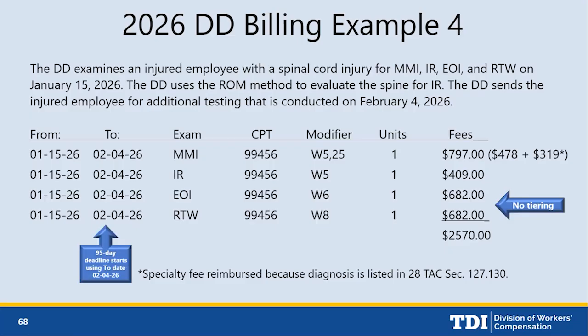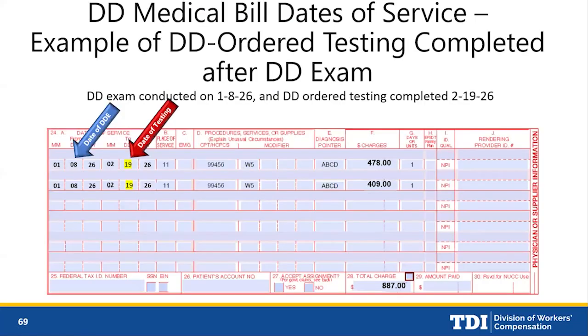And then the impairment rating was just for one body area. So that's our 99456 W5 modifier. And then on down for our extent of injury and return to work. The total on this bill, $2,570. And again, these are all 2026 updated fees for you. And this is what it would look like on the bill. The date of the designated doctor exam is the from date, and the to date is the date of the test when that happened. Again, it's not the date that you got the report, because that may be a lot later.